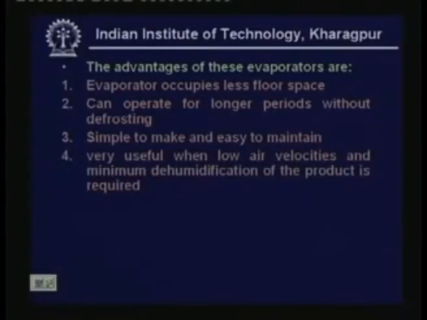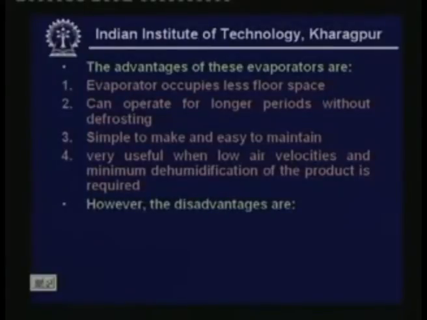The maintenance is also easy, and they are very useful when low air velocities and minimum dehumidification of the product is required. Since you are relying on natural convection and the delta T available for natural convection, obviously you won't find any air blast or anything. So the air velocity will be very small. Once the air velocity is small, there is no danger of products getting dried up too much. This is one typical problem with forced convection type of evaporators, because air velocity is high. High air velocity means high heat and mass transfer rate, so drying of products takes place, whereas in natural convection type this problem is not there.